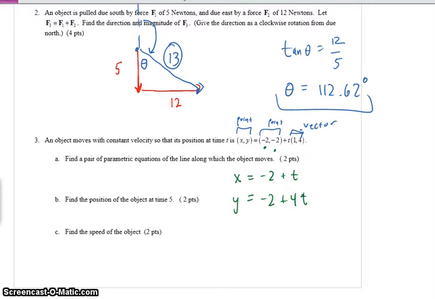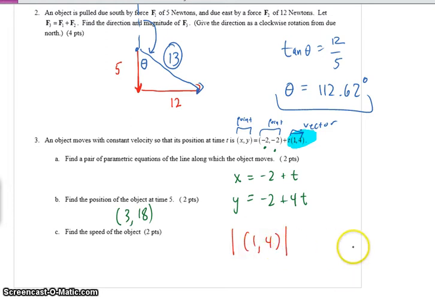Find the position of the object at time 5. I just plug 5 into these equations. If I plug 5 into the x for t, I get 3. Plug 5 into the y, I get 18. Find the speed of the object. That's the magnitude of this direction vector. I'm looking for the magnitude of (1, 4).